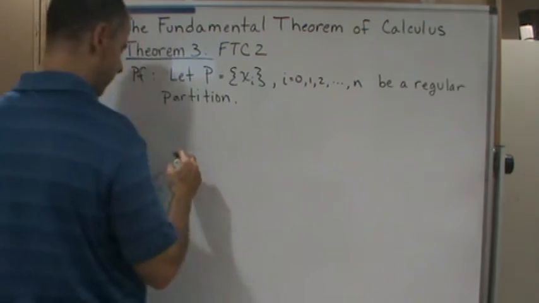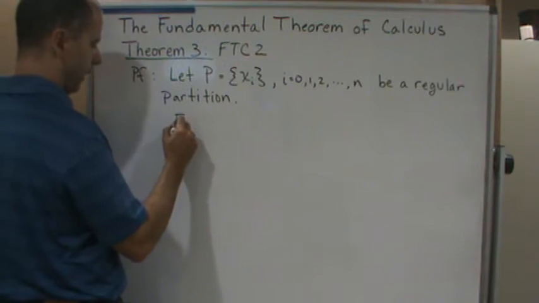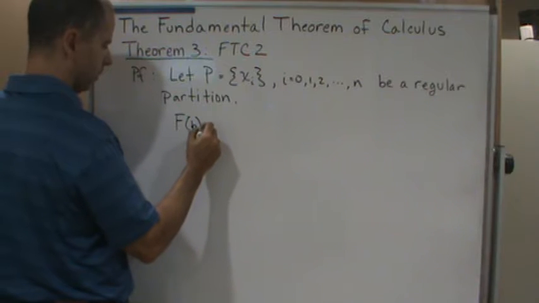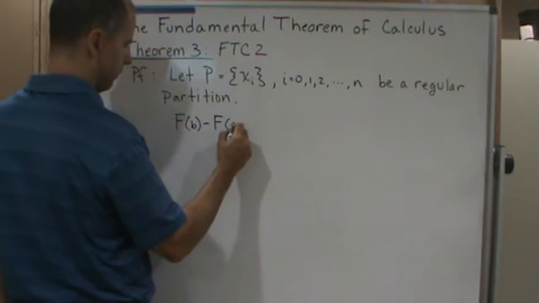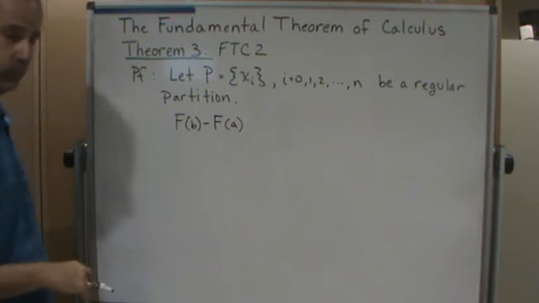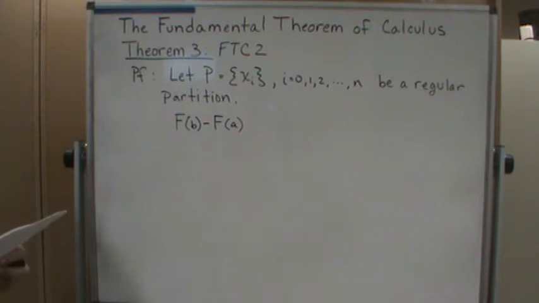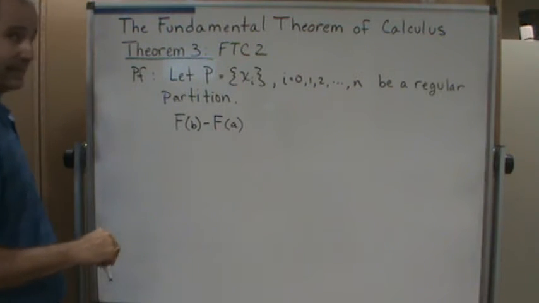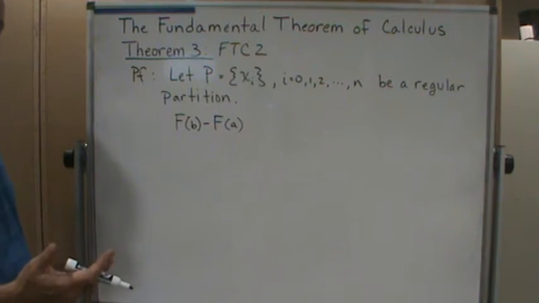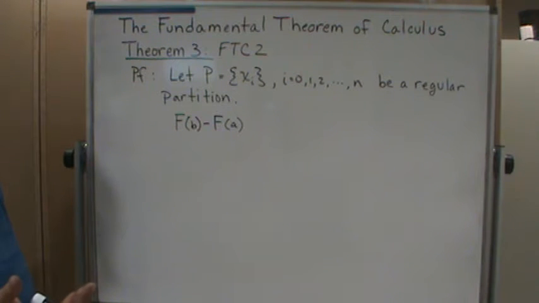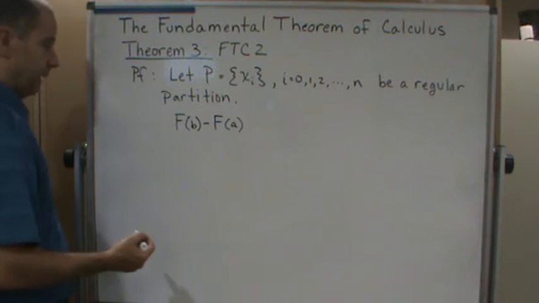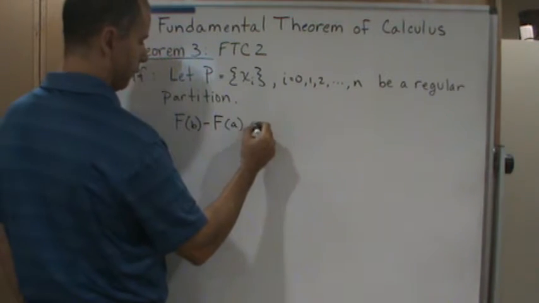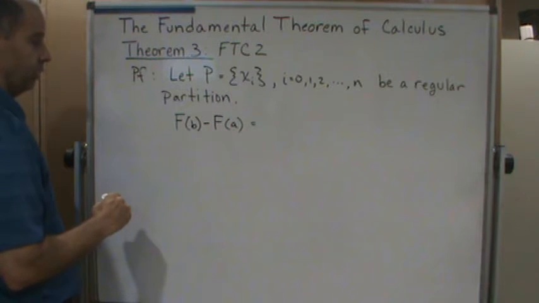Okay, so we're also going to go the other way. So we're going to start with f of b minus f of a. So with all the things that are given, we're going to start with f of b minus f of a, and we're going to show that this leads to the integral. Okay? So now, this is equal to what?